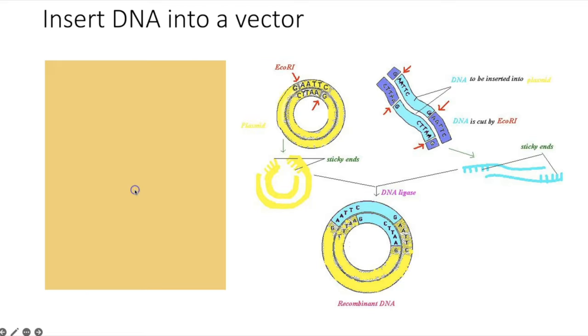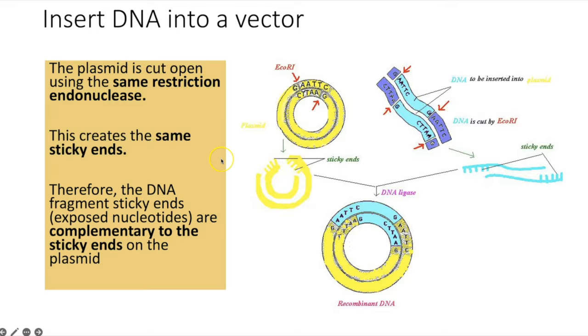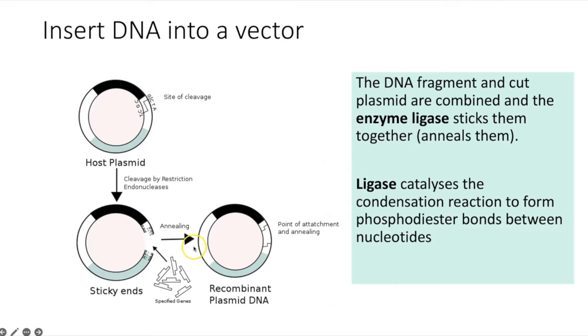So the way that we insert it then is the plasmid is cut open using the same restriction endonuclease that was used to cut out the gene of interest. That creates the same sticky ends, and therefore you're going to have sticky ends complementary to each other on the DNA fragment and on that cut open plasmid, and therefore we can join them together far more easily.